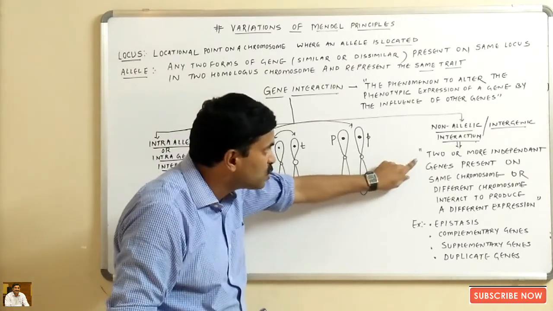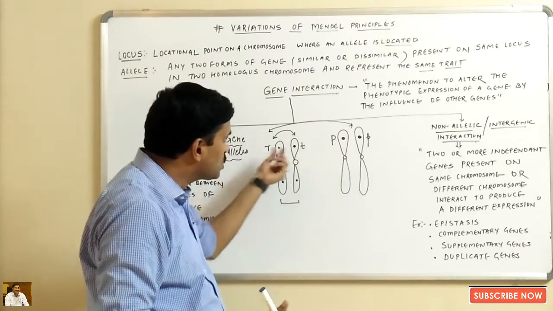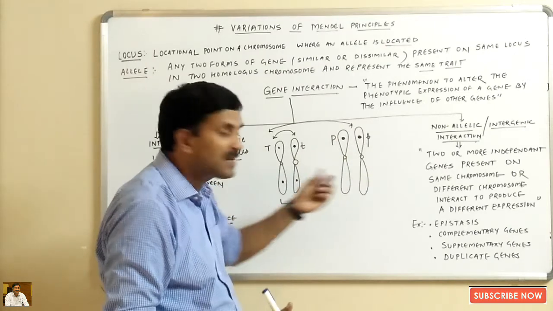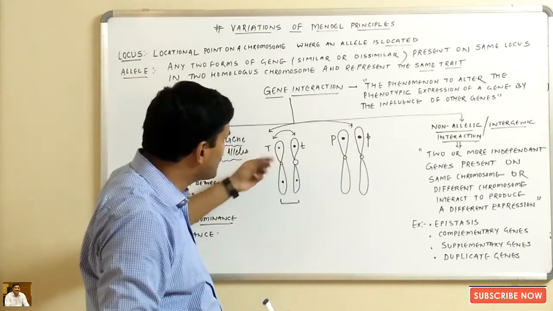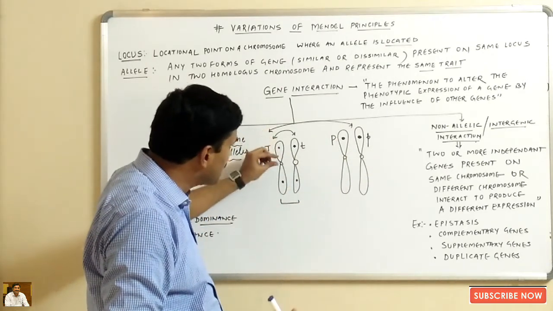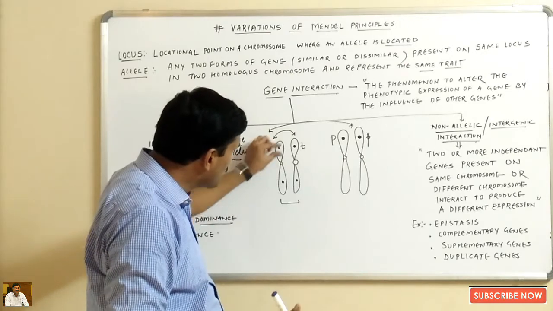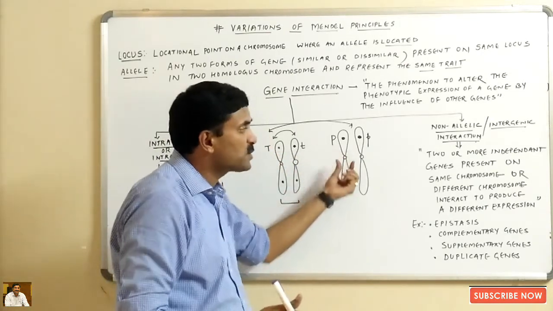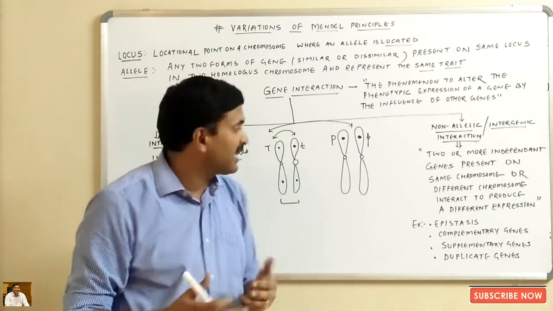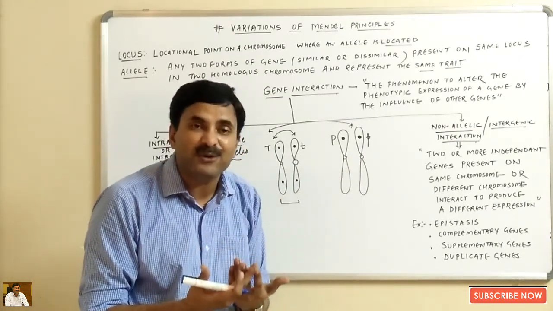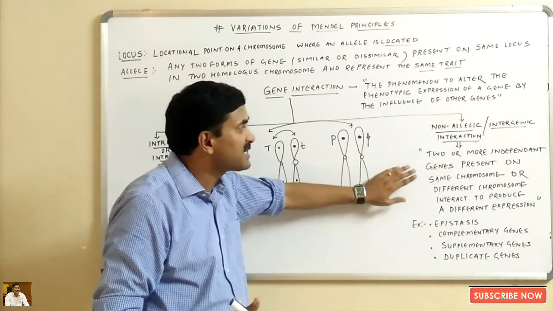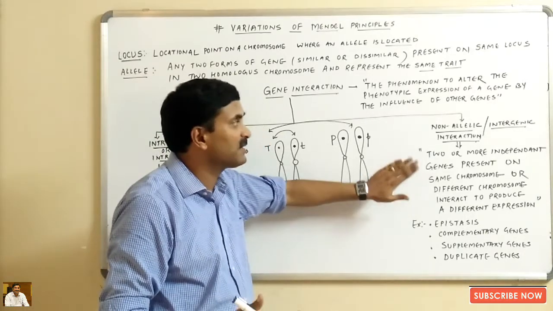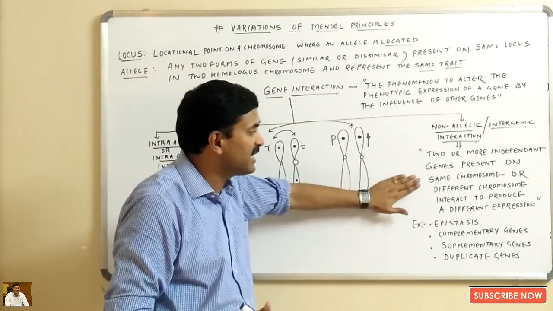So you can see two or more independent genes present on the same chromosome, or between different chromosomes, if they interact together and produce a different phenotypic expression, it is called non-allelic gene interaction, or we can say intergenic interaction.